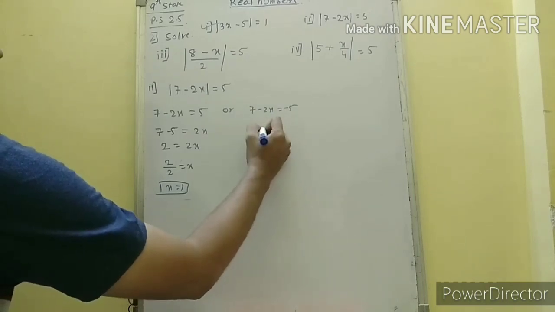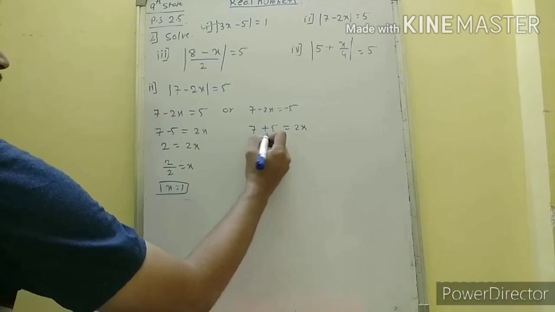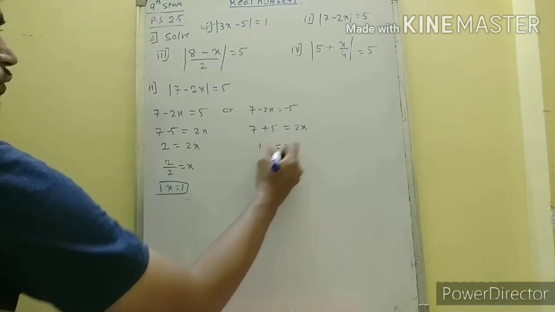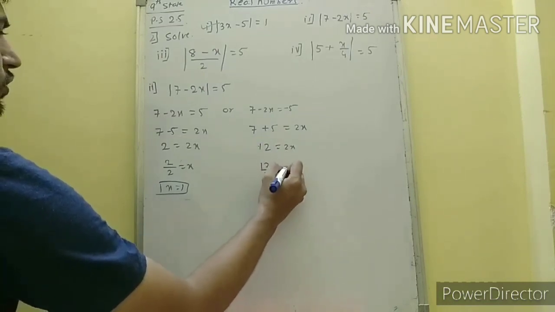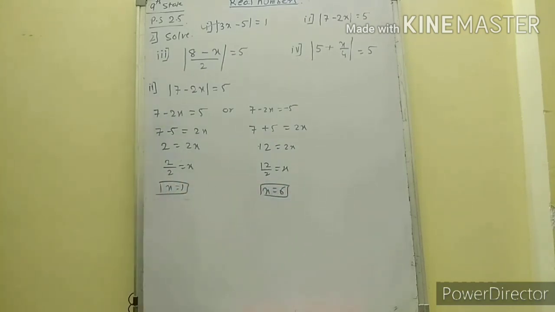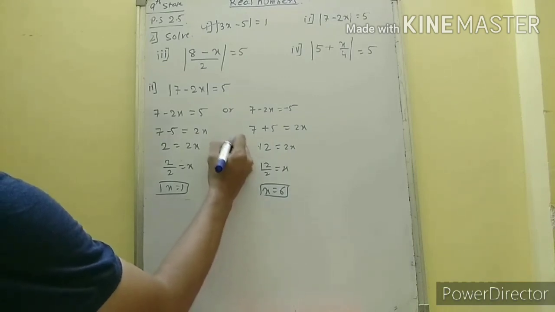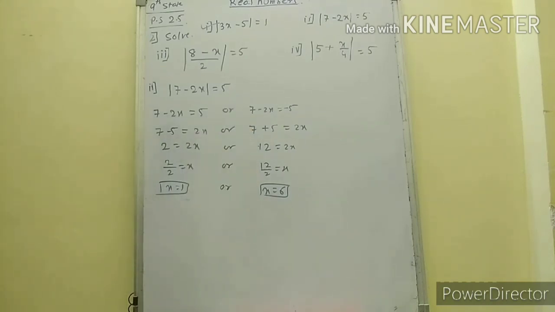Minus 2x will go that side, minus 5 will come this side, so I have 2x. 7 plus 5, that is 12, is equal to 2x. 12 upon 2 is equal to x, and the value of x is 6, or the value of x is 1. Value of x is 6 or value of x is 1. Yes, it is correct.